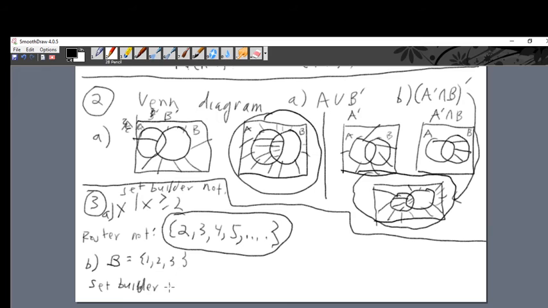Set builder notation. Here's what you've got to do. Here's what you're looking for. You are looking for as follows: Y such that Y is a natural number. I'll explain this a little bit better in a second, just bear with me. The natural numbers are 1, 2, 3, 4, 5. Not -1 and not 0, those are not natural numbers.